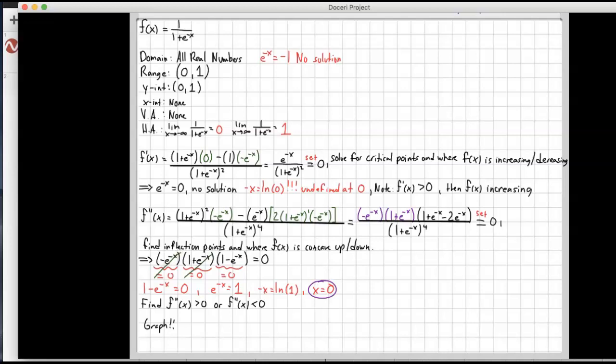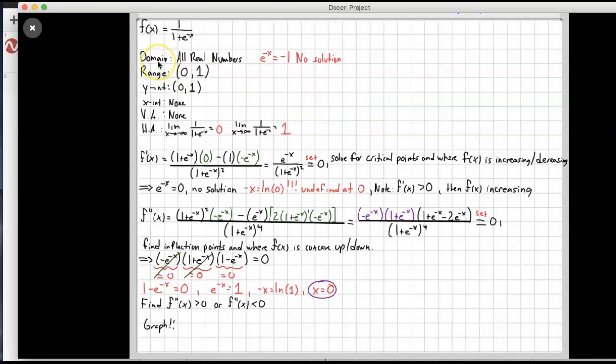So I wanted to work on a problem from the curve sketching example here. I just want to walk you through how we work through these and how we're thinking through these problems. For one of these examples, I'm focusing on the function f of x, which is 1 over 1 plus e to the negative x.